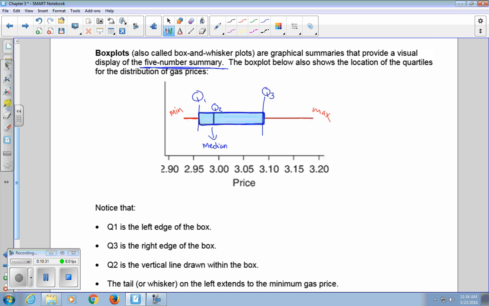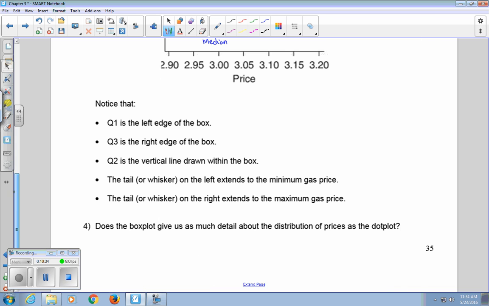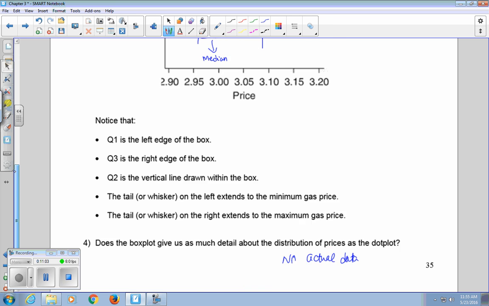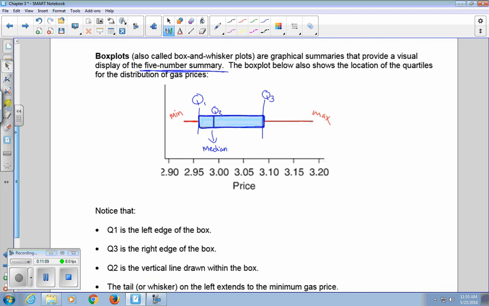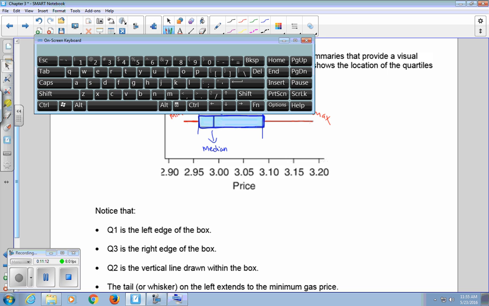Does the box plot give us as much information as the dot plot? Not necessarily, because we don't have actual data points. It's a summary. But it is very useful because it helps us see the spread of the data visually by seeing the box. And it's nice when you're comparing between two groups.